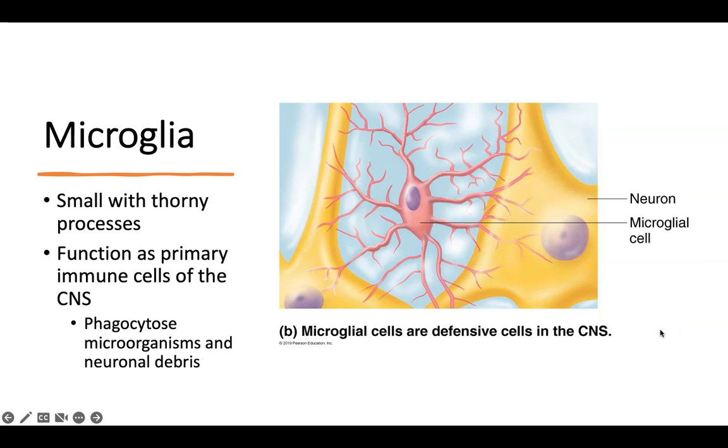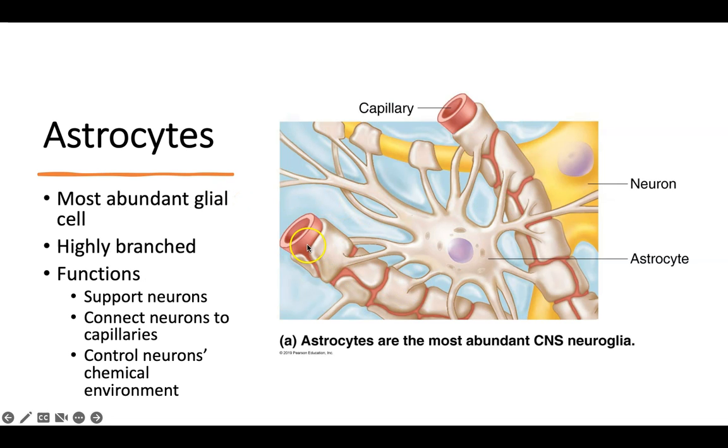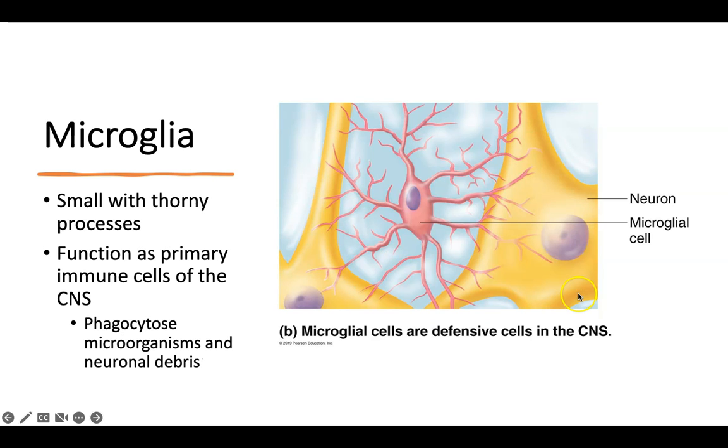Next up, we have microglia. These are also small cells with lots of thorny processes. They are the resident immune cells of the central nervous system. So, thanks in part to this barrier that is formed between the blood and the brain by these astrocytes, it's very difficult for materials to get from the blood to the brain and vice versa.